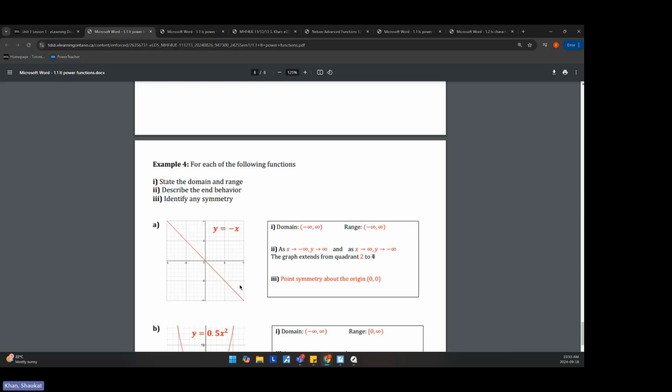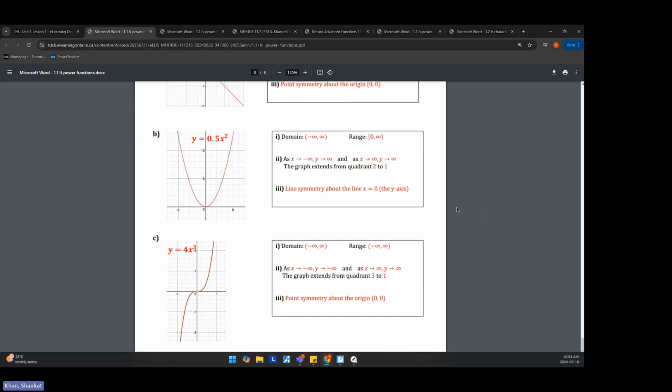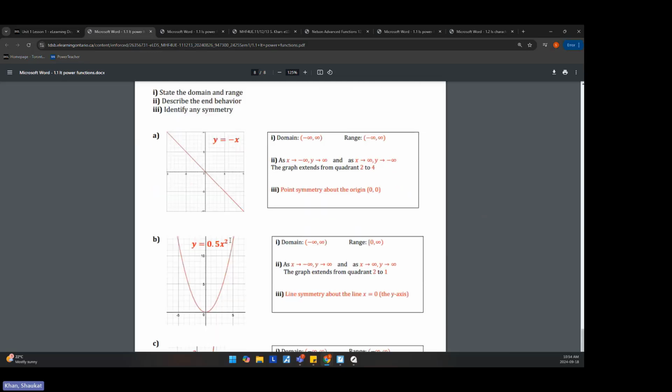So these are your end behaviors, and it has point symmetry about the origin. Because if I were to take that point and rotate it, it will be the exact same function. So that's called point symmetry. And remember, if it's an odd degree power function, then yeah, it has point symmetry. And this is y equals negative x. All right, this is y equals 0.5x squared.